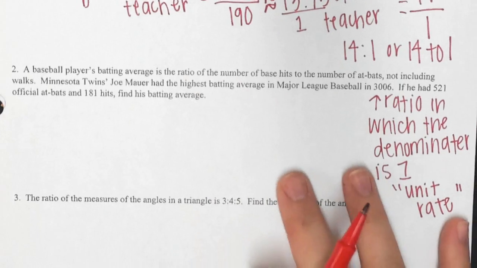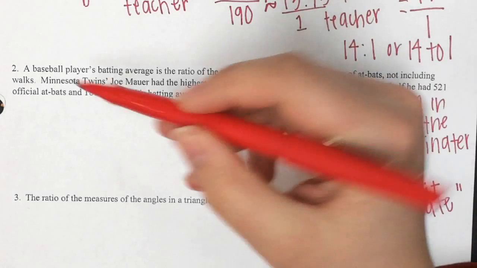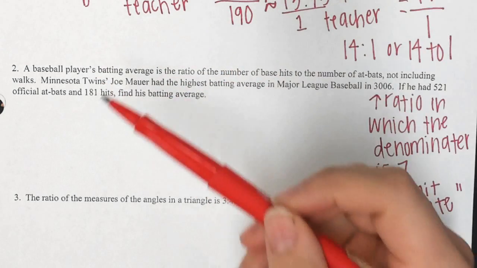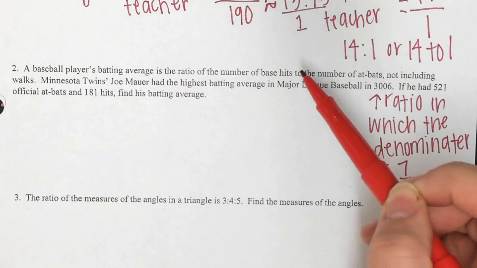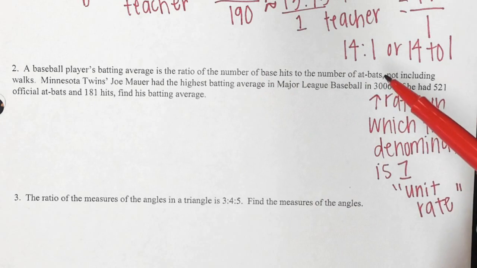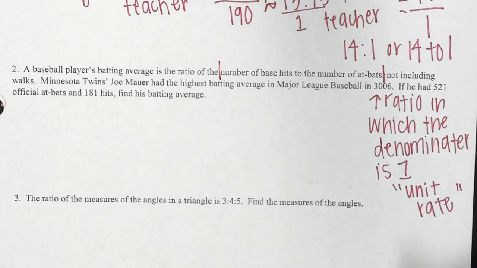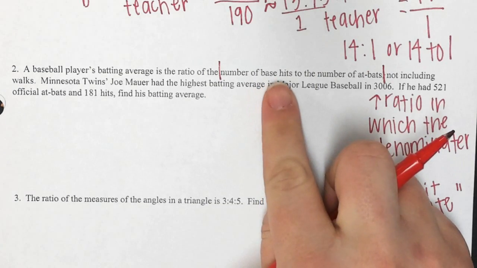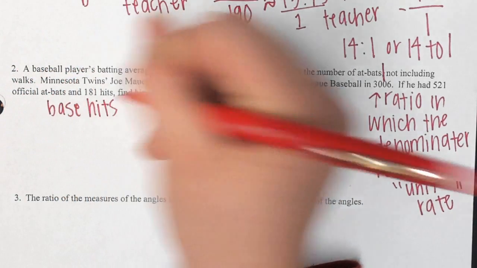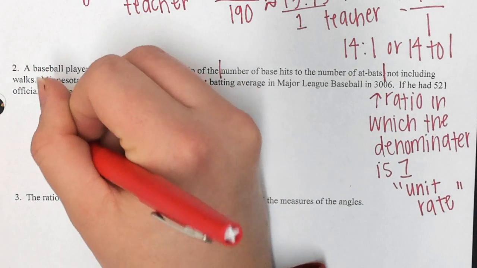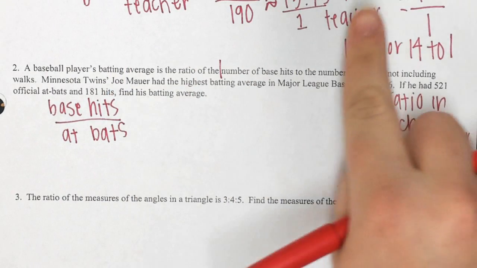Alright, so let's find the batting average of one of the Minnesota Twins players. A baseball player's batting average is the ratio of the number of base hits to the number of at-bats. So if we're taking the ratio of number of base hits to number of at-bats, the base hits comes first, so that one goes on top. Base hits goes on top, over the number of at-bats. And I put it in that order because that's the order it gave me.